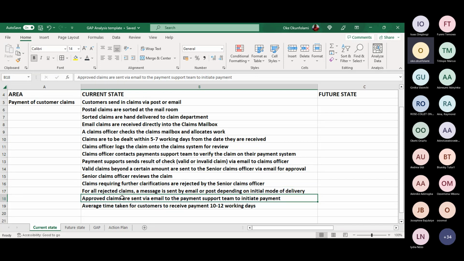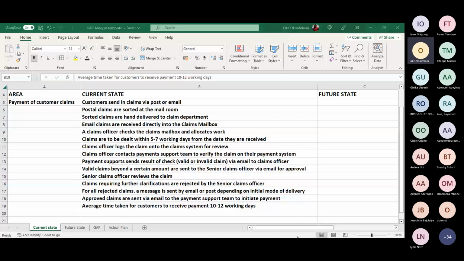Approved claims are sent via email to the payment support team to then initiate payment. And the average time taken for customers to receive payment is 10 to 12 working days. So I'm going to leave that on the screen, and let me try to go a bit to the side so that we can see both, and then we can start.